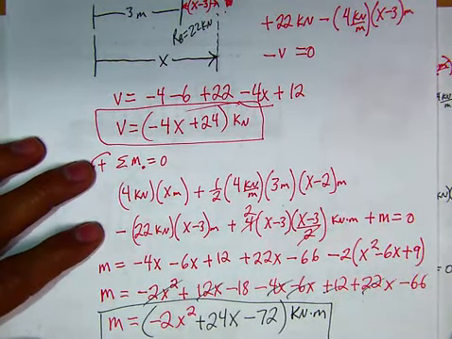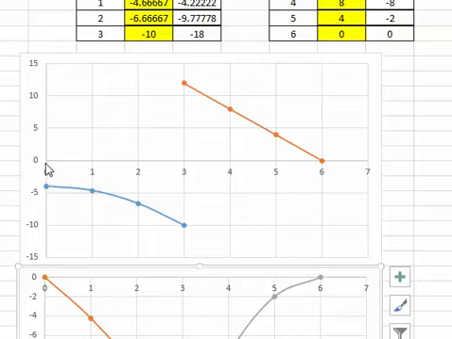So take a look at our shear diagram. And this makes perfect sense because our negative 4 is our RA, and if you remember correctly, it is 4 going down. This is from negative 10 to positive 12, a 22 jump, which makes perfect sense. This is our RB going up. So this is what our shear diagram looked like.